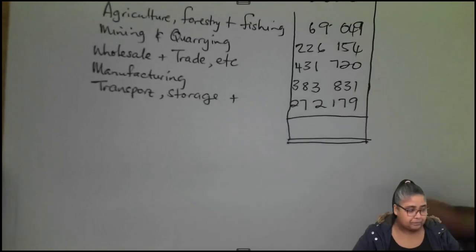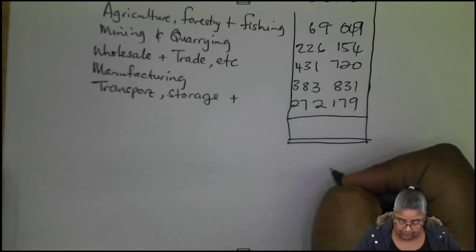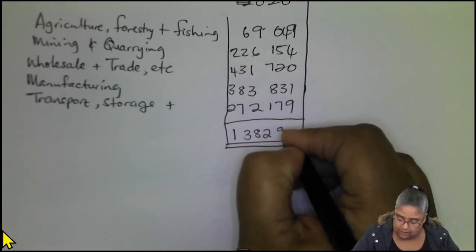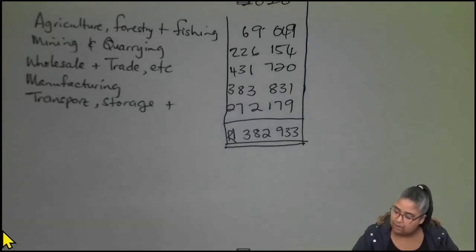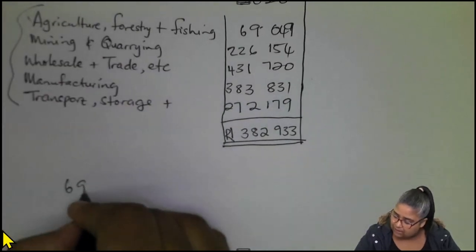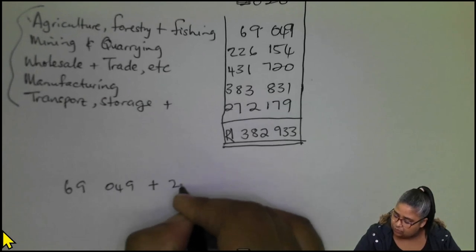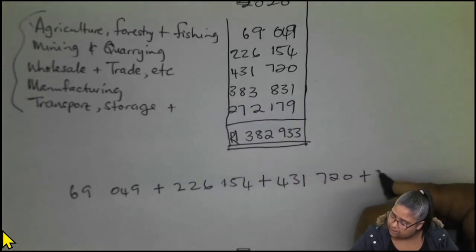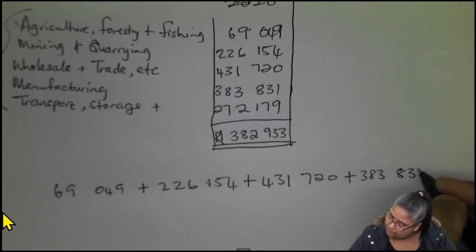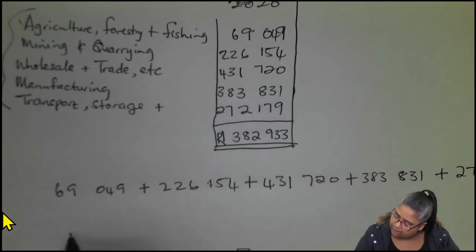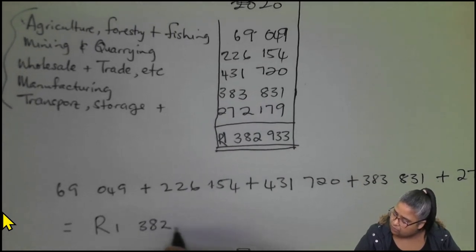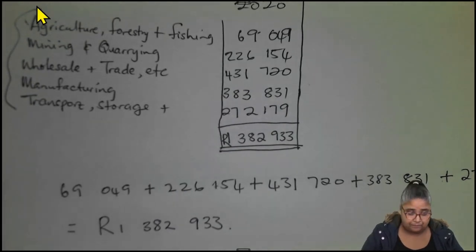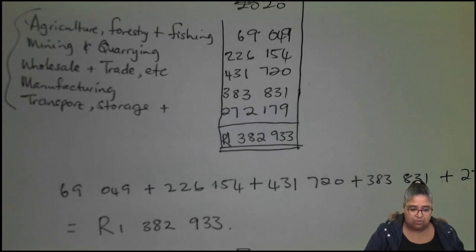Which would have given you a final total. So this is where our calculator comes into play, of 1,380,933. Okay. That's your final answer. If you hadn't written all of these down, you would have just said 69,049 plus 226,154 plus 431,720 plus 383,831 plus 272,179, which would have given you that total, for 4 marks. Fairly straightforward, you just had to know what was required or where to look.